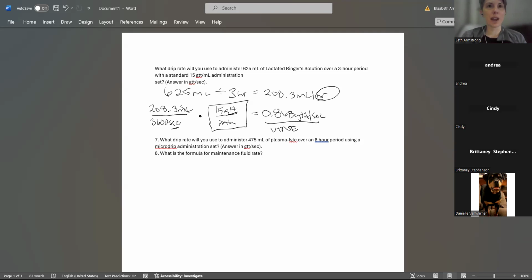But in real practice, real life, we have to be able to give a whole drop per a whole second number. There's no decimal places. You can't do a decimal drop. So in this case, you are going to have to add seconds to try to get this number to be a whole number. What would we multiply it by to try to get a whole number?